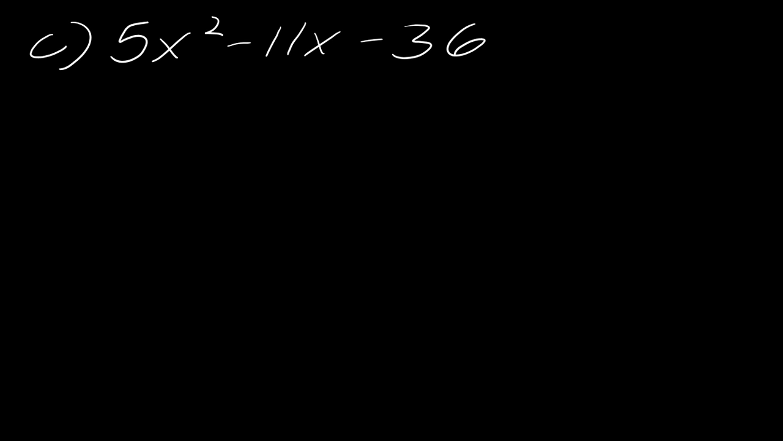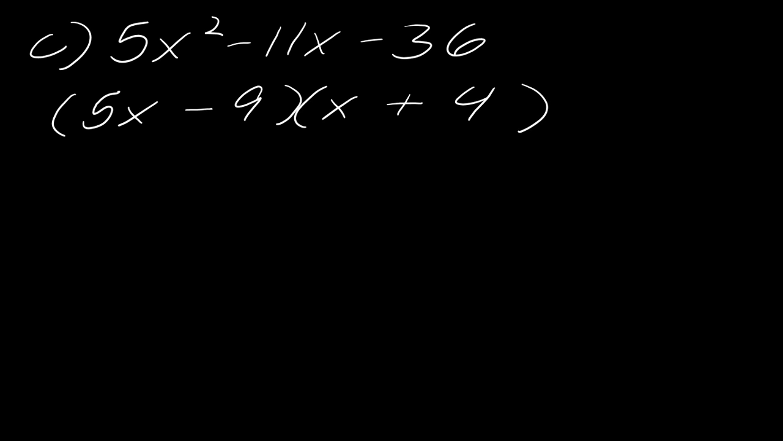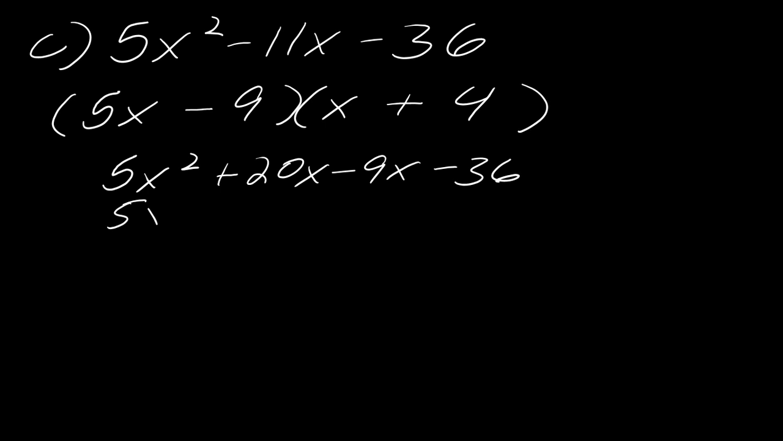So starting with C here, if I go trial and error, I'm going to have the 5x and the x, and then this is negative 36, so I usually think of 9 and 4, so what if we did minus 9 and plus 4? If I do that, then I have 5x times 4, which is 20x, minus 9x. So this actually will give me a positive middle term. So just to work that out for you guys, this gives me 5x squared plus 20x minus 9x minus 36. So as you can see, this gives me a positive term. So I'm close. I just have to flip my signs.